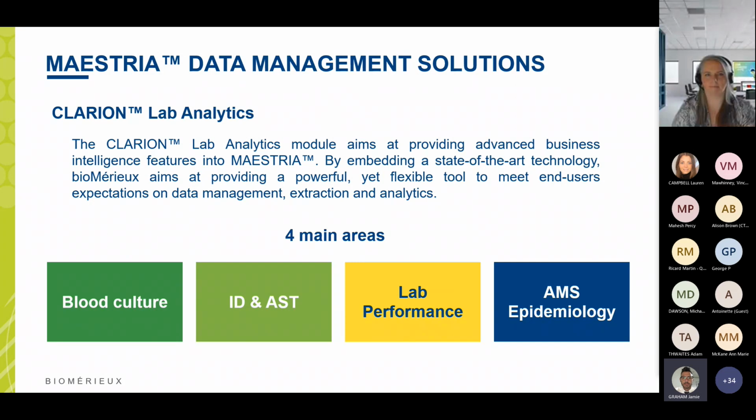We also cover ID and AST to look at organisms found in the lab and their susceptibility profiles. We've got a section on lab performance, lab efficiency, which will give us detail particularly on time to result, which we really want to look at, and the turnaround time. But also we've got an AMS module, so we can look at cumulative antibiograms, which obviously is a big driver of the improvement in empirical antibiotherapy.